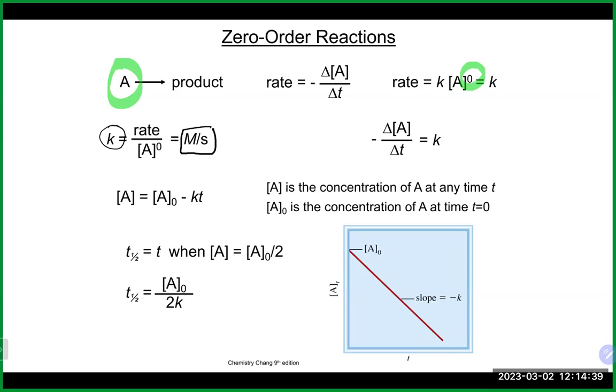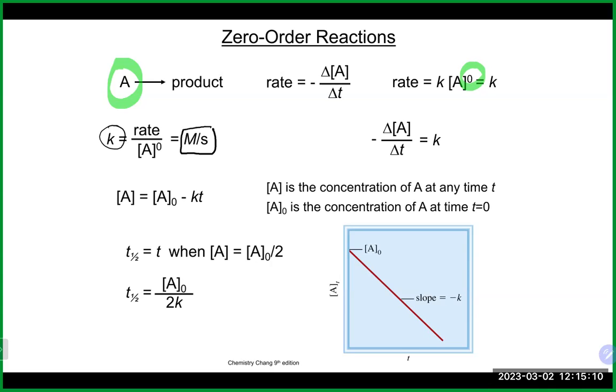So we have 3 different orders of reactions. We have a first order reaction, which we could recognize by the units of K, which is 1 over seconds. We have a second order reaction, which we can recognize from the units of K, which is 1 over molar seconds. And we have a zero order reaction that we could recognize as units of K that are molarity over seconds. Those are 3 really important things to keep straight to help you choose the right equation as you go after it.